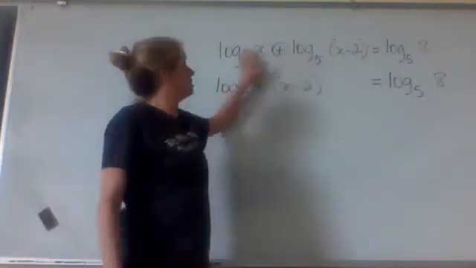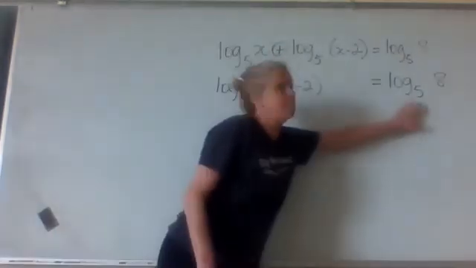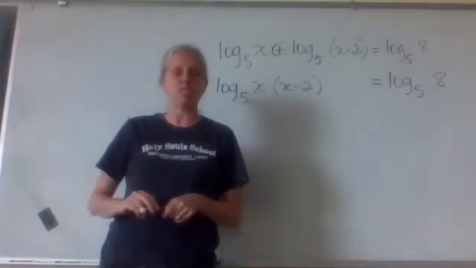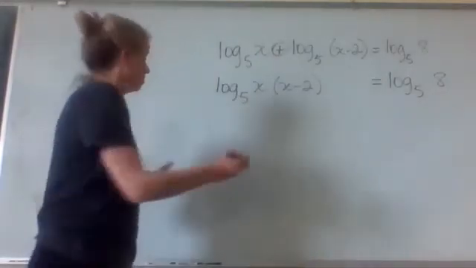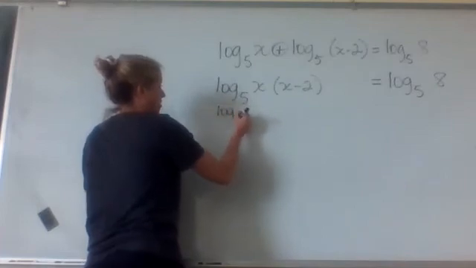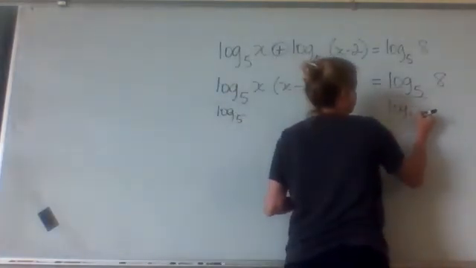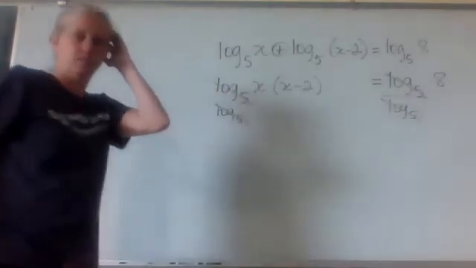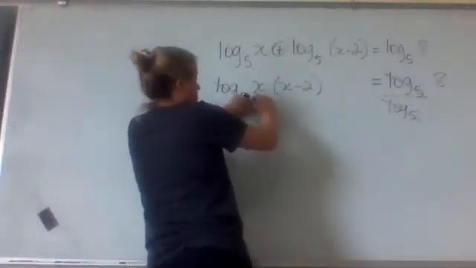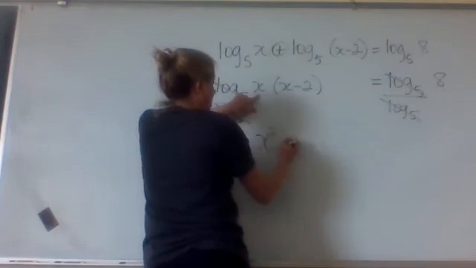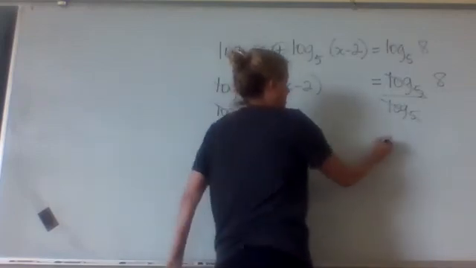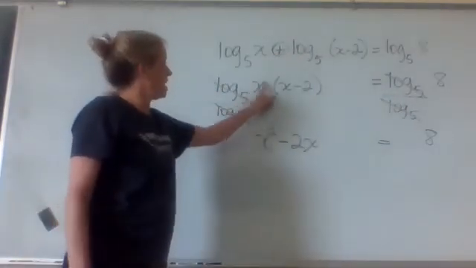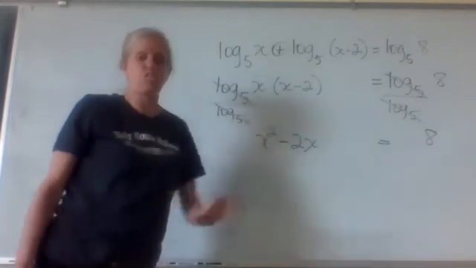Now, even though I turn these 2 logs into 1, I still have log base 5 on both sides. But remember what we did when we had the same log on both sides? We just canceled it out, right? Just divide it off. Log base 5, and this will cancel it. So all I have left here, I'm going to distribute this x. That's going to give me x squared minus 2x equals, all I have left on the right is 8. When I distributed this x, it gave me x squared, which turned me quad.